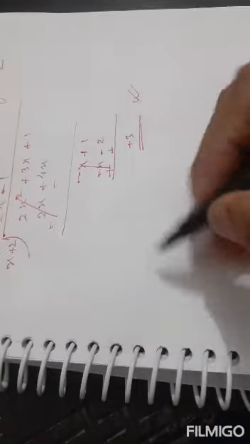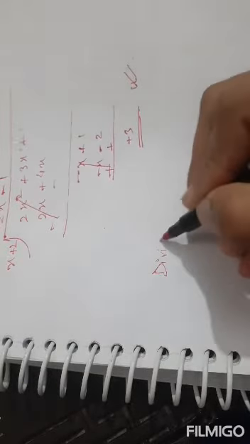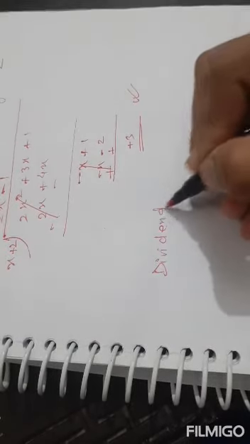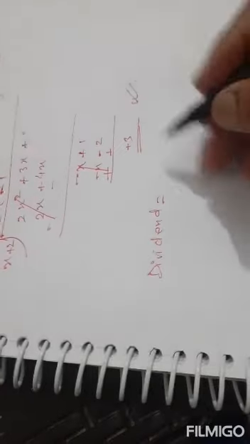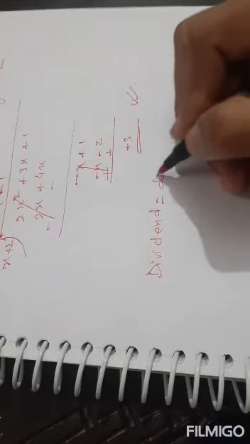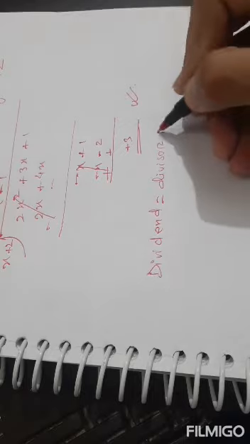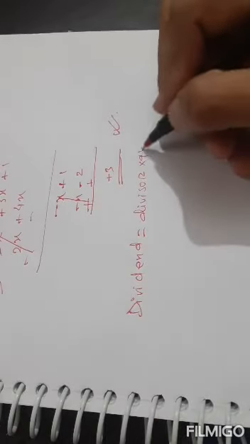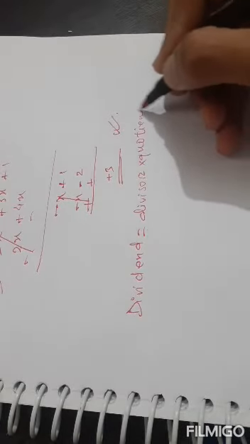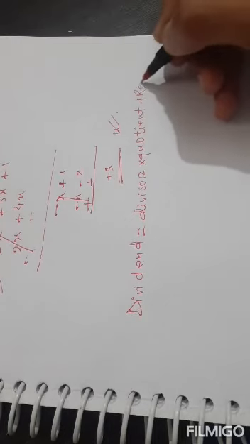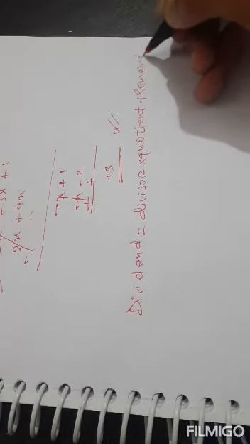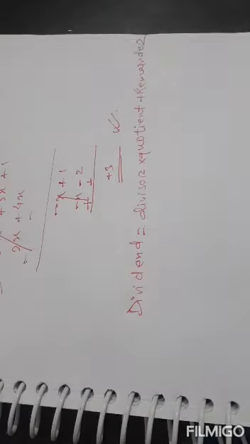There are some other questions, and you already know: dividend equals divisor multiplied by quotient plus remainder. It is always applicable for solving any question.